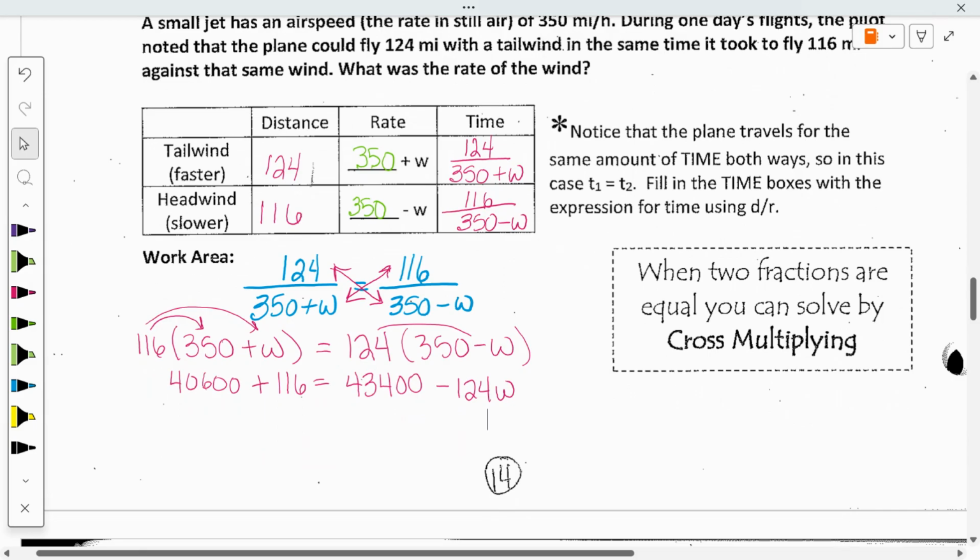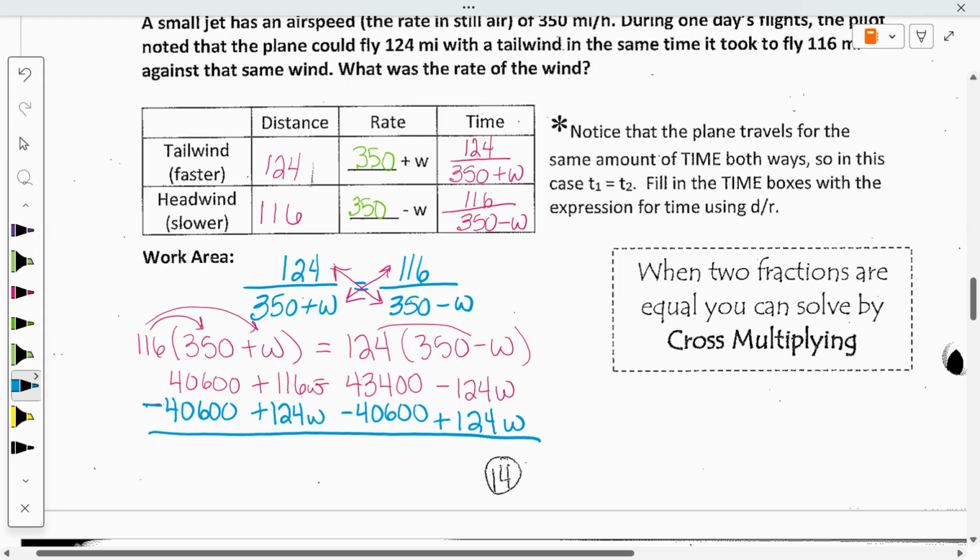Subtract. Yeah, I would. Can I write it all out at once? I'm going to add 124W to both sides. I see that I dropped my W there. Sorry, fixing it. And then I'm going to subtract 40,600 from both sides. So this cancels out and this cancels out. Let's see, 116 plus 124 is 240. W equals 2,800. Is that right?